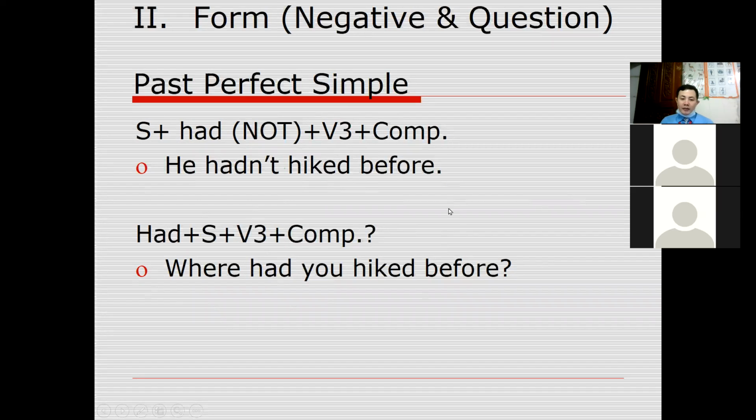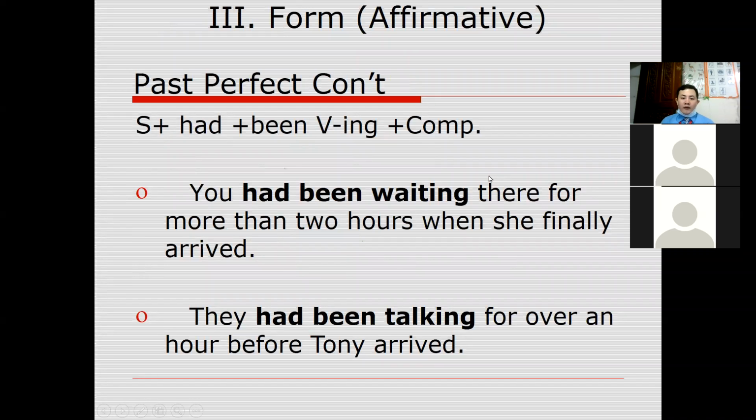And then complement. Okay, and the question here, if you want to ask a yes-no question, just put had in front. It becomes had, subject, verb 3 and complement. So for example, had you hiked before? Okay? Had you hiked before? Okay? And if you want to ask for more information, you just add a WH question word. For example, where had you hiked before? Okay? Where had you hiked before? Okay, so that's it for past perfect simple.